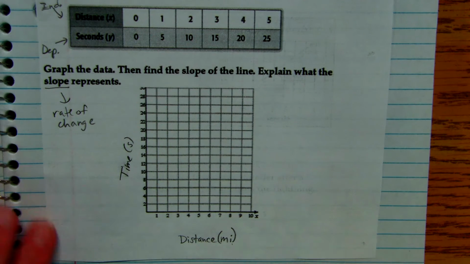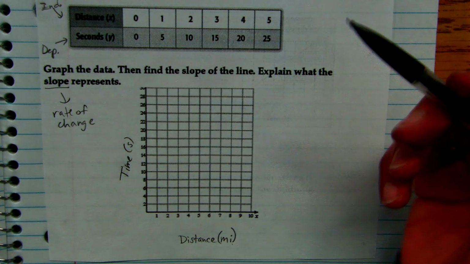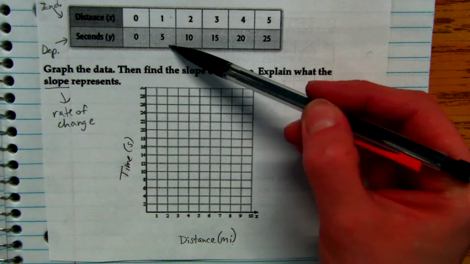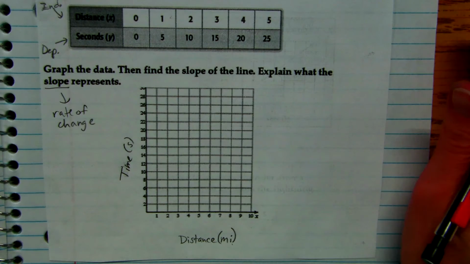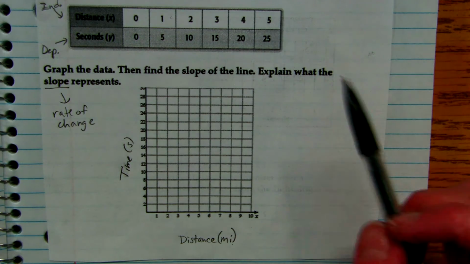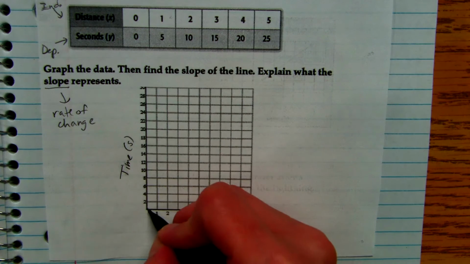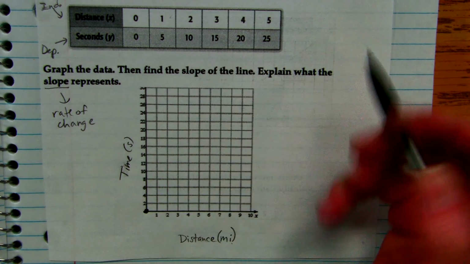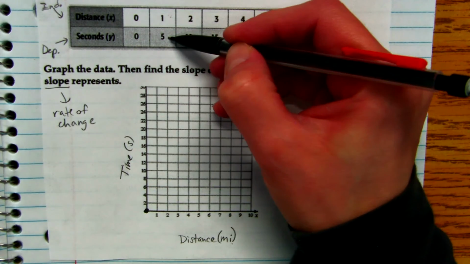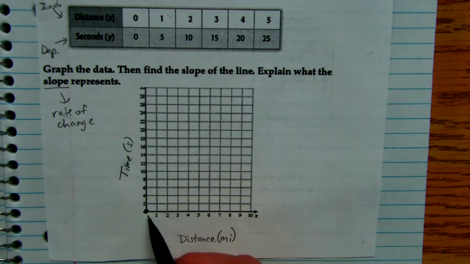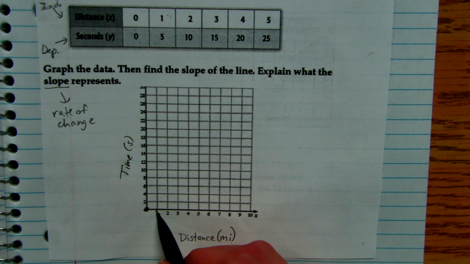There we go. So it's distance. We're going to say it's miles. 1 mile, 5 seconds. I don't know if that's actually it, but we'll pretend it is. All right, so my first point is 0, 0. So that's right here. And then my next point is 1, 5. So it's 1 mile we're saying. So I'm going to go over 1 mile and then up 5 seconds.